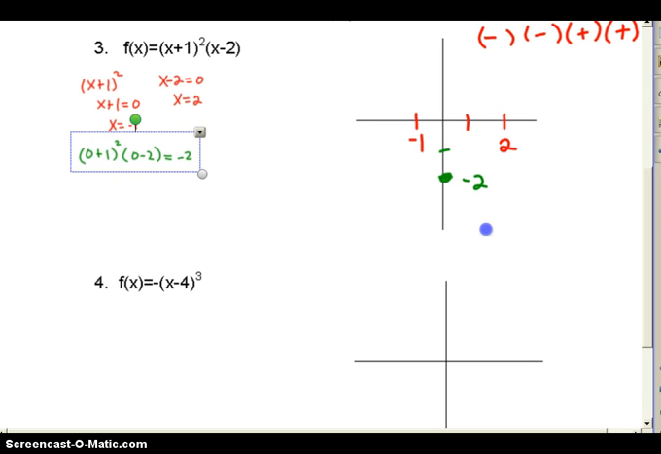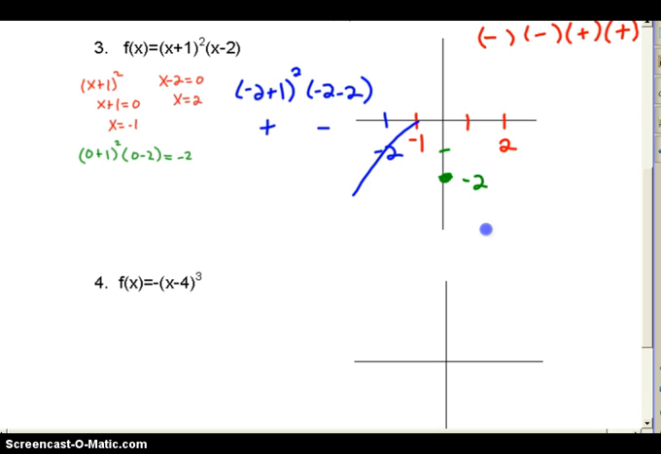Okay, now I just need to determine how the graph is going to react outside my intervals here. So at negative 2, plus 1 is negative 1, and negative 1 squared is a positive 1. So I'm just going to put positive. And negative 2 minus 2 is a negative. So positive times negative. Okay, after I leave negative 1, when I go to the left, my graph is going to decrease because I get a negative product.